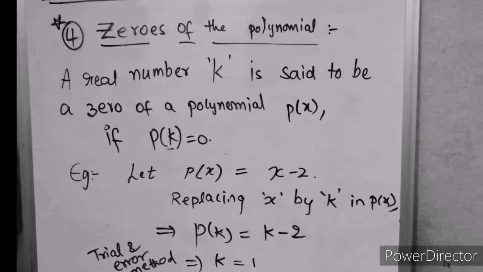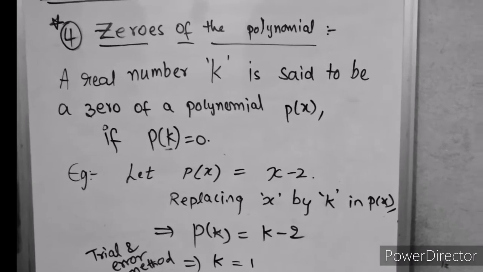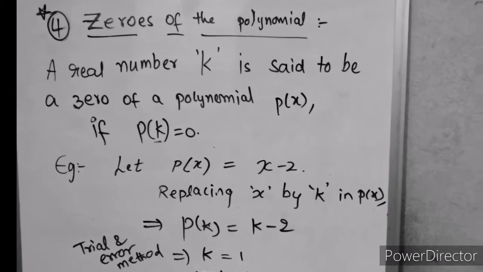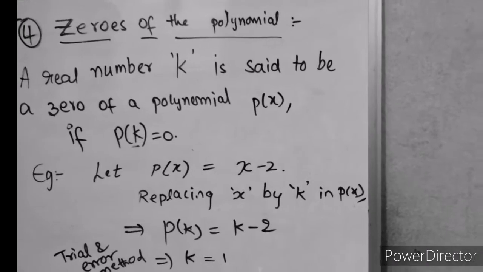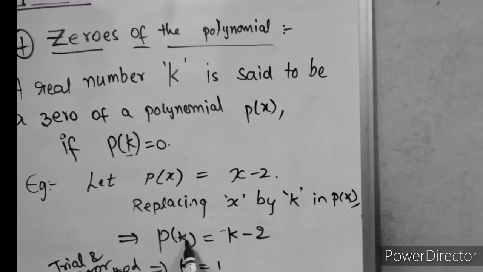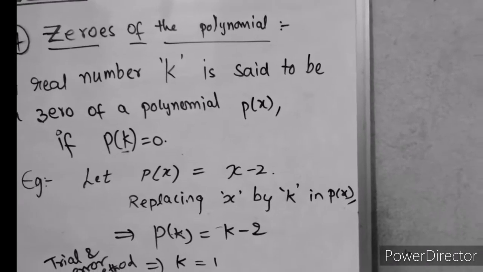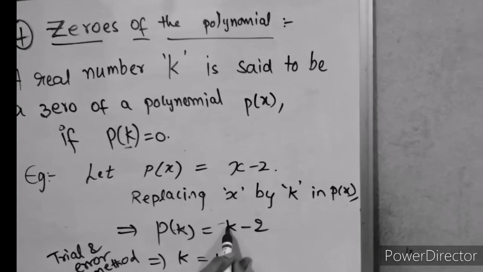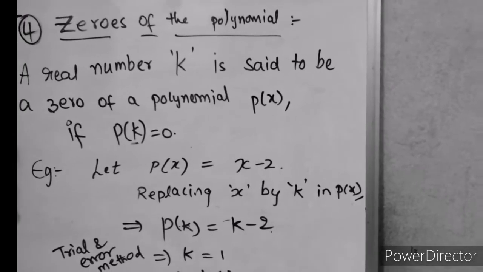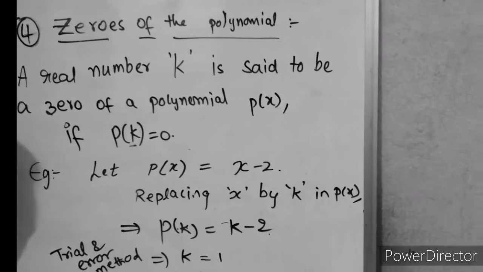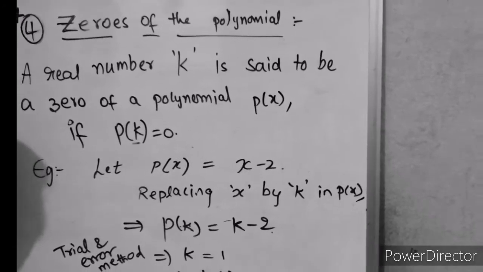Next, let me substitute k equal to 2 in p of x. That implies p of 2 is equal to, in the place of k it is 2 now. Here on the RHS, in the place of k, if I substitute 2 minus 2, what is 2 minus 2? It is 0. Therefore this is equal to 0, right?